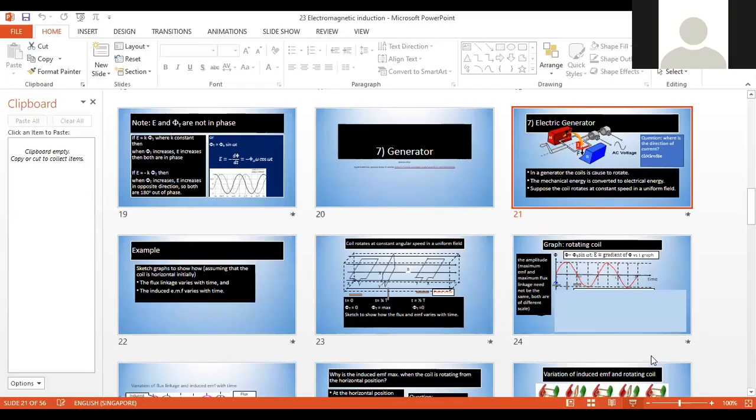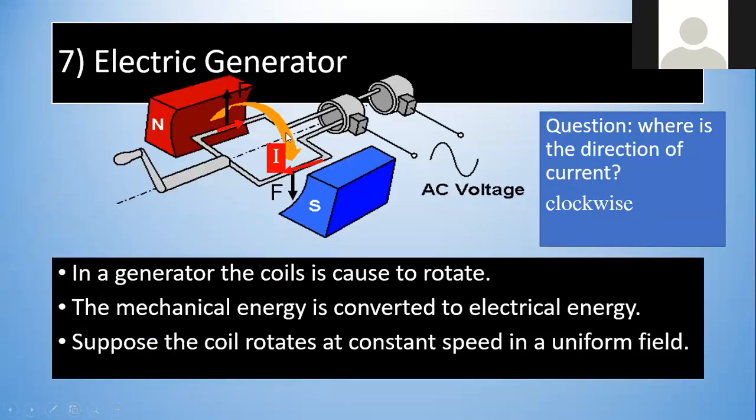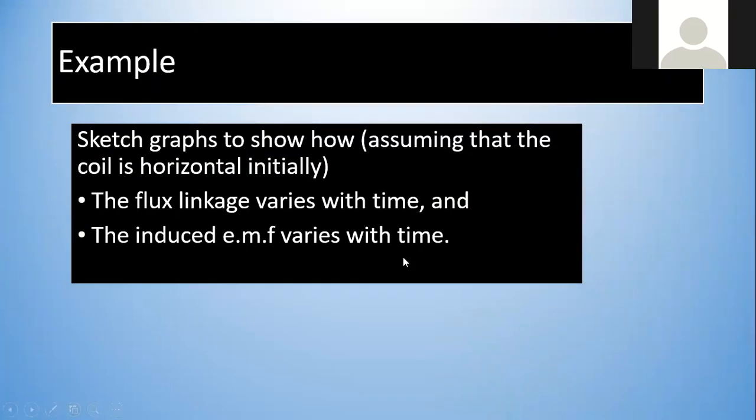Okay, so we are basically just going to review that. We are looking at this rectangular coil and considering the field as uniform and horizontal, and the coil is rotating at constant speed. We are going to look at how the flux linkage changes as it rotates, initially horizontal, and how the induced EMF will change. We're just applying what we have learned so far. We want to sketch a graph of how flux linkage varies with time, and how the induced EMF varies with time.